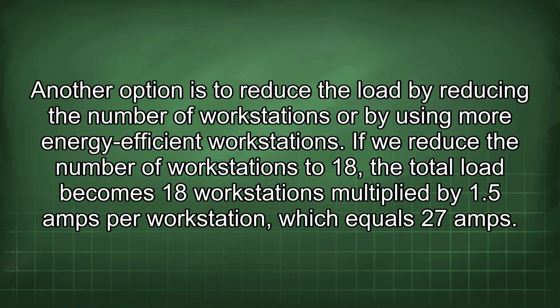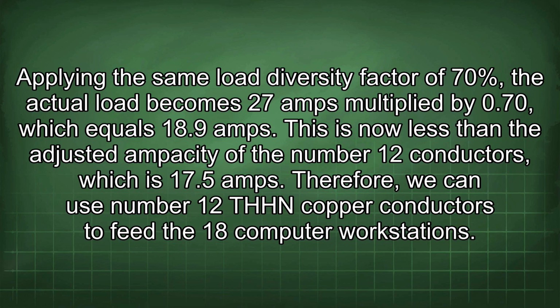If we reduce the number of workstations to 18, the total load becomes 18 workstations multiplied by 1.5 amps per workstation, which equals 27 amps. Applying the same load diversity factor of 70%, the actual load becomes 27 amps multiplied by 0.70, which equals 18.9 amps. This is now less than the adjusted ampacity of the number 12 conductors, which is 17.5 amps. Therefore, we can use number 12 THHN copper conductors to feed 18 computer workstations.